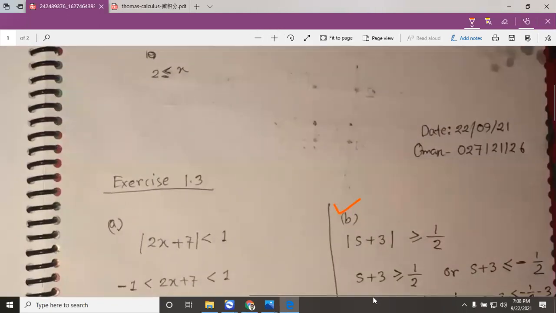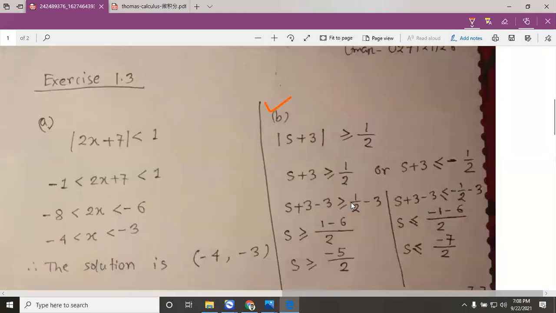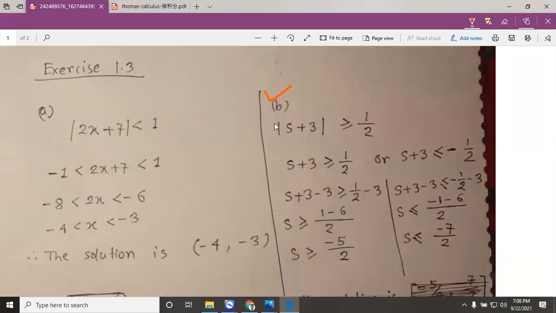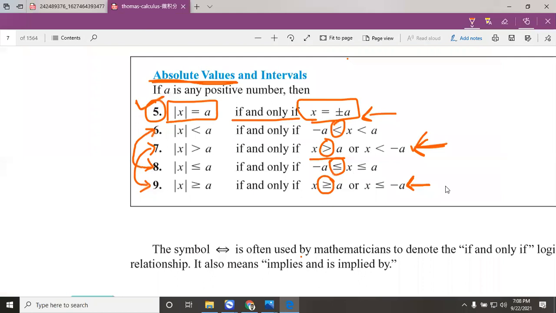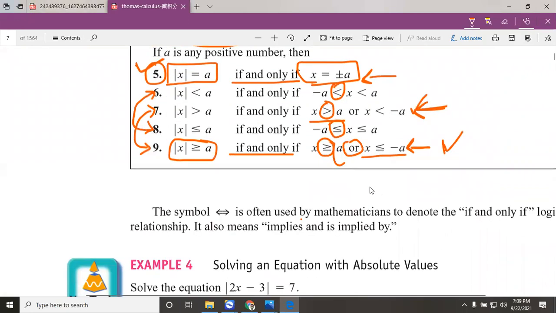Exercise 1.3, number B. So we got the absolute value of s plus 3 is greater than or equal to half. So it matches with property number 9. This property: if modulus x is greater than or equal to a, if and only if the value of x is greater than or equal to a, or less than or equal to minus a.